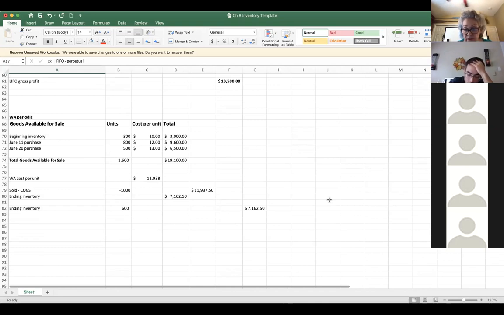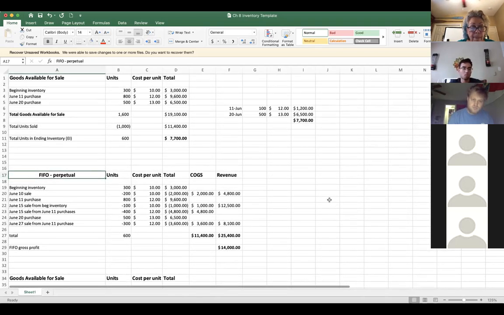Any questions? Can you go over how you got ending inventory? Ending inventory for which method? The first one. FIFO? No, the weighted average. Sorry.